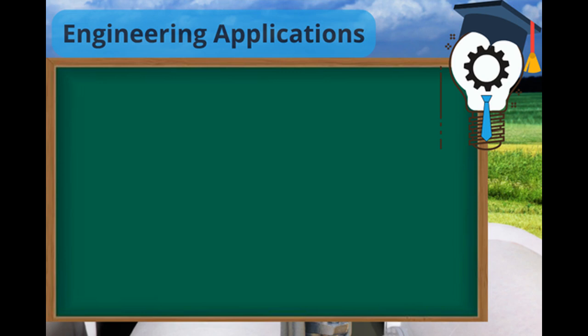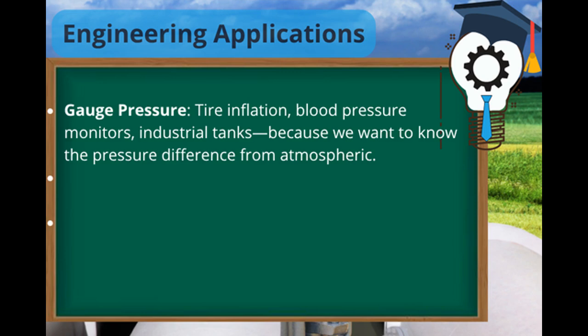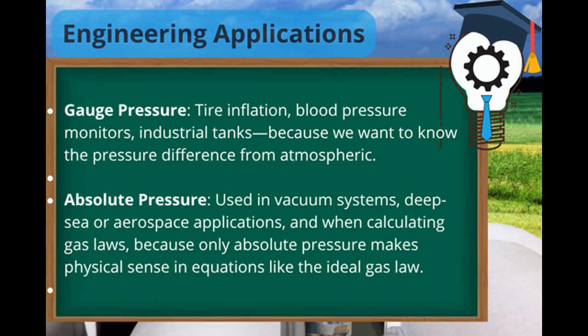Let's see where each type is used. Gauge pressure: tire inflation, blood pressure monitors, industrial tanks, because we want to know the pressure difference from atmospheric. Absolute pressure: used in vacuum systems, deep sea or aerospace applications, and when calculating gas laws, because only absolute pressure makes physical sense in equations like the ideal gas law.